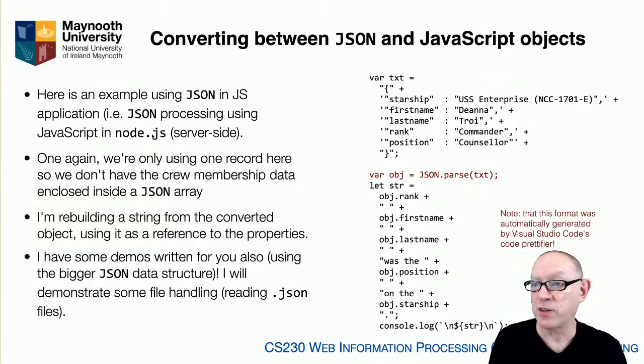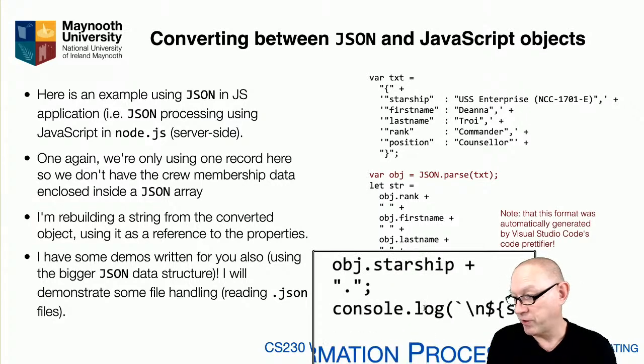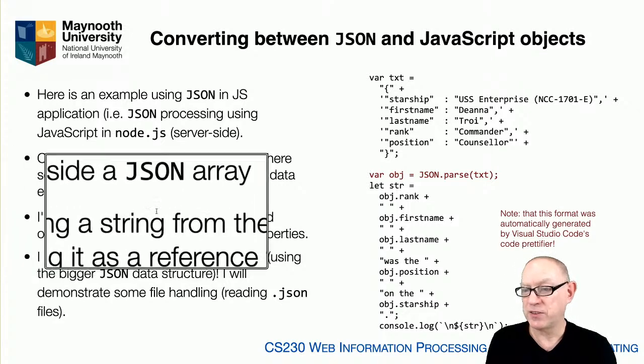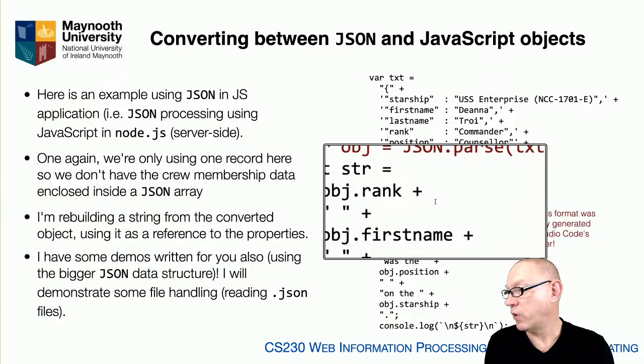Here's how we might use JSON in an application on the server side. So we can create this variable and parse it on the server side, and this will work, and we can just print it to the display as well. So the same code, the same kind of work, JSON processing on the client side and the server side is very powerful. We're only using one record here in this example, but we could actually have all the membership data and do some fun things with it. So basically, I'm just rebuilding a string from the converted object and then using it as a reference to the property. So that line there tells you how this works.